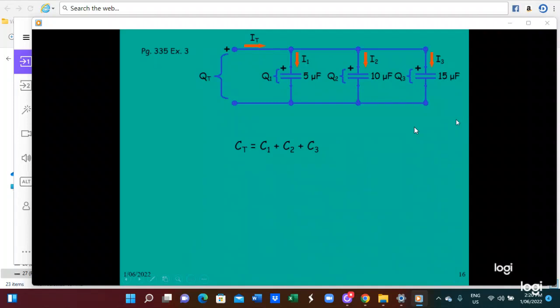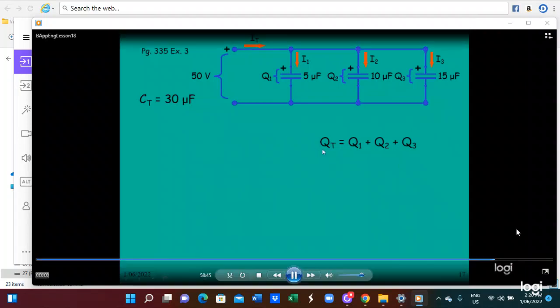So C1, C2, C3 are 5, 10, and 15. You add everything. C_T equals 5 plus 10 plus 15. You get 30 microfarad. Q_T equals Q1 plus Q2 plus Q3. C_T equals 30 microfarad. The current flowing to capacitor C1 is I1, capacitor C2 is I2, capacitor C3 is I3.